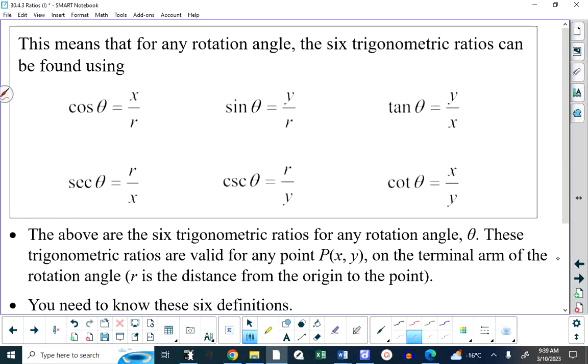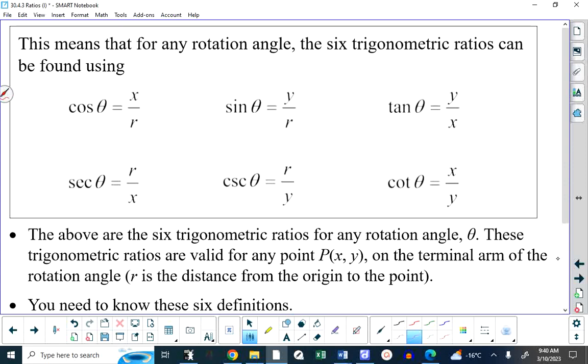And what does this mean? It means that if cosine is x over r, which you knew in Math 20 and you're expected to know, like immediately, if cosine of a rotation angle is x over r, then secant, which is the reciprocal of cosine, is r over x. If sine is y over r, then cosecant, which is the reciprocal of sine, would be r over y.